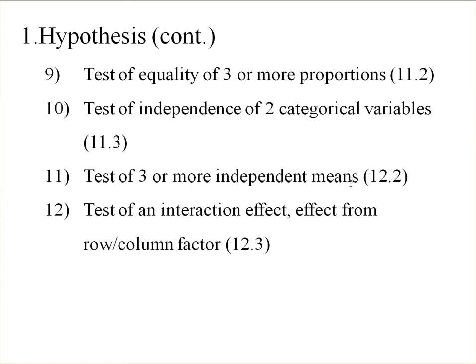And in chapter 12, you will learn ANOVA, and the first section is to test three or more independent means. The idea will be similar to section 9.3, testing means, but this is for more populations, three or more independent means. And the last section in chapter 12, 12.3, is to test whether two variables have interaction effects or not. If they don't, is the effect coming from the row or column variable. So this is chapter 12, the last section.